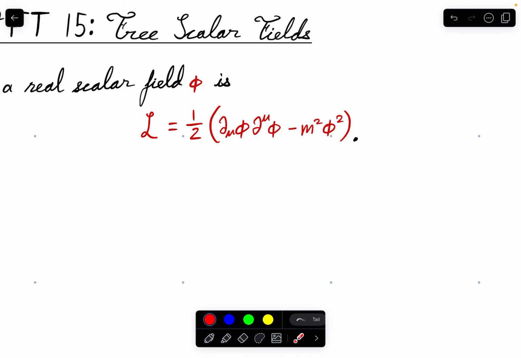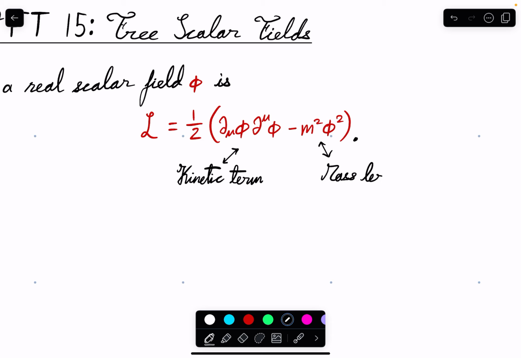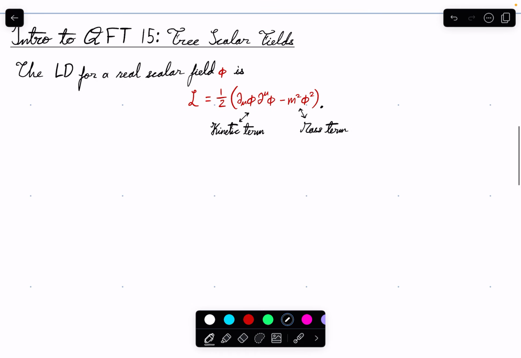There are two main terms in this Lagrangian density. The first term here is called the kinetic term. And this one right here is called the mass term because it has mass in it. So this is called the kinetic term because it describes how the field moves, and this is called the mass term because it describes how the field disperses due to having a mass.